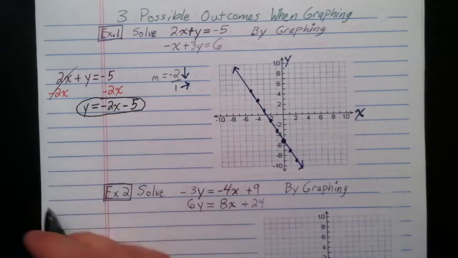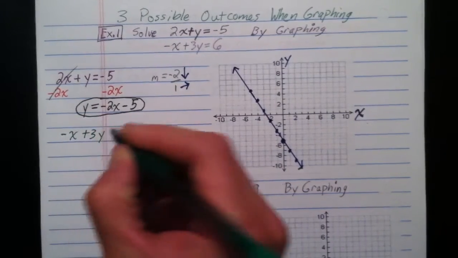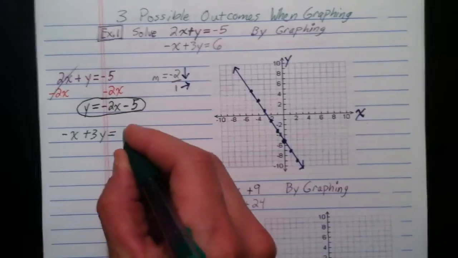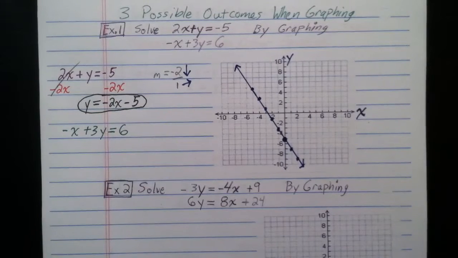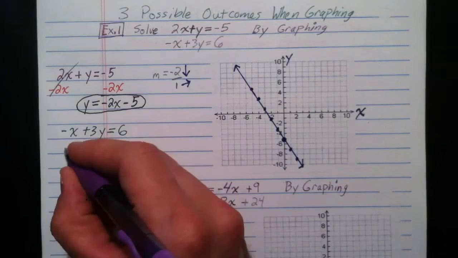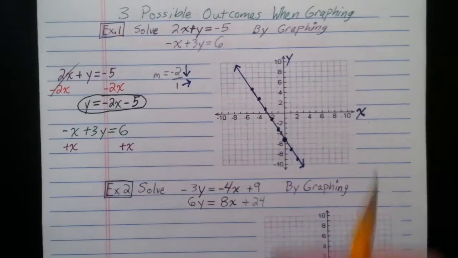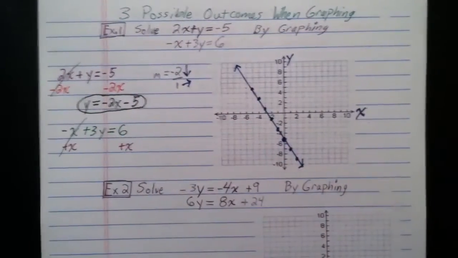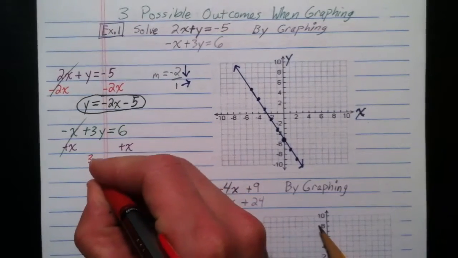We have -x plus 3y equals 6. First step here, we'd want to add x to both sides of the equation in order to get the y term by itself. So adding an x on the left side of that equation is going to cancel the x terms, leaving us with 3y equals 6 plus x.